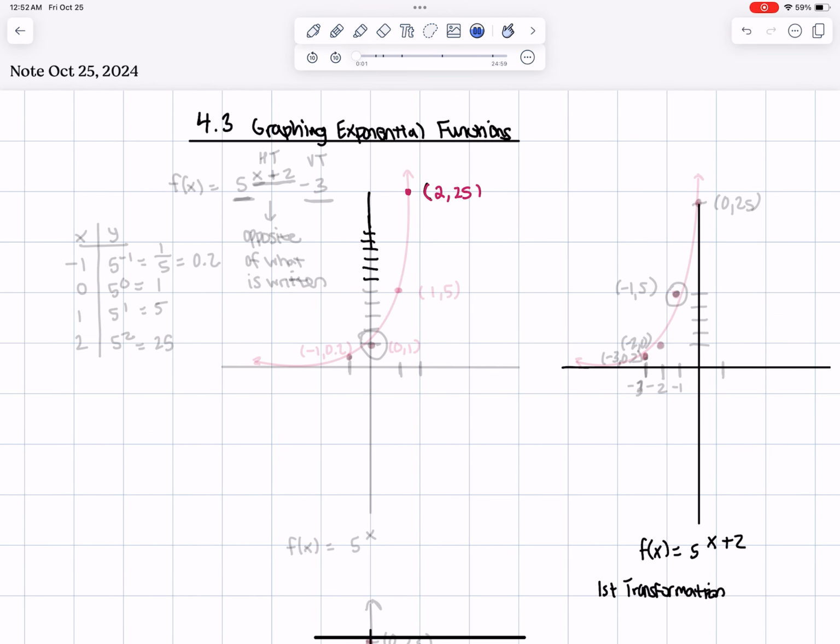Okay, so this is a video on section 4.3 covering the graphing of exponential functions. We're going to do a bunch of examples of this and walk through the steps. So let's choose a function f of x equals 5^(x+2) minus 3.